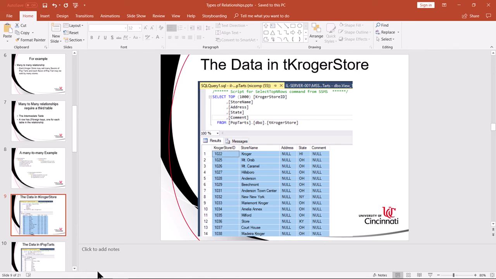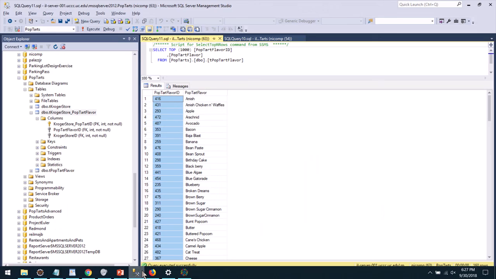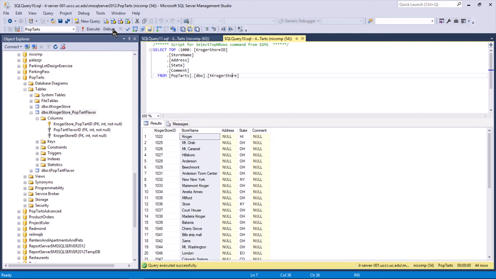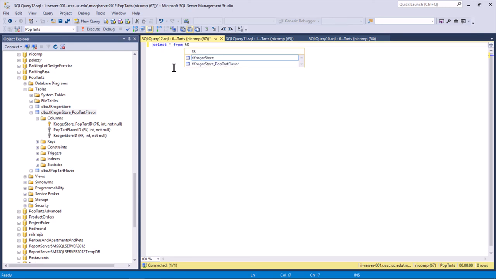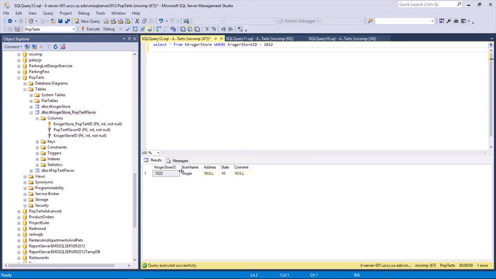Now let's go to SSMS again. And let's open a new query window. And let's look in Kroger store for the record with the primary key of 1022. And we should see exactly what we just saw. There's the row in the table. The store name is Kroger, the ID is 1022. So we verified what we just saw when we browsed the table.